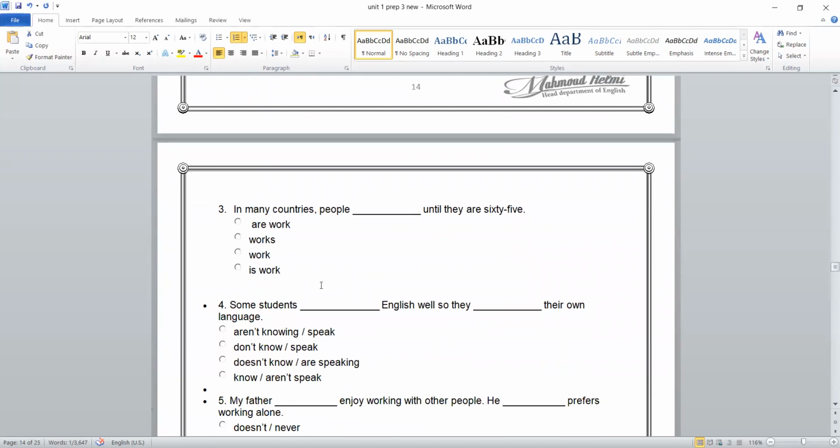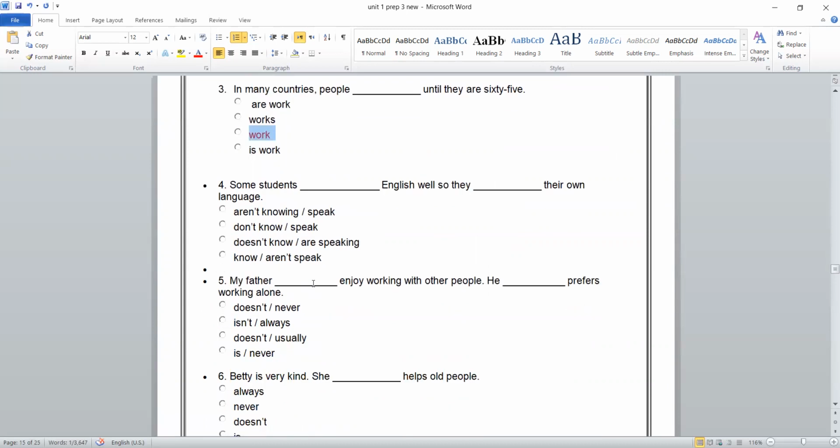In many countries, people blank until they are 65. Work, works, work, is work. Of course, in many countries, people work. Some students blank English well, so they blank their own language. Aren't knowing speak, don't know speak, doesn't know, are speaking. Some students, this is plural, so we have to choose this: don't know English well, so they speak their own language.